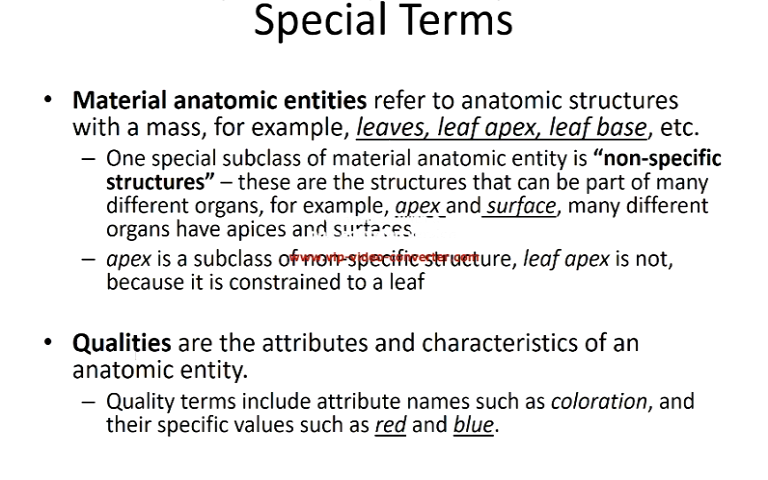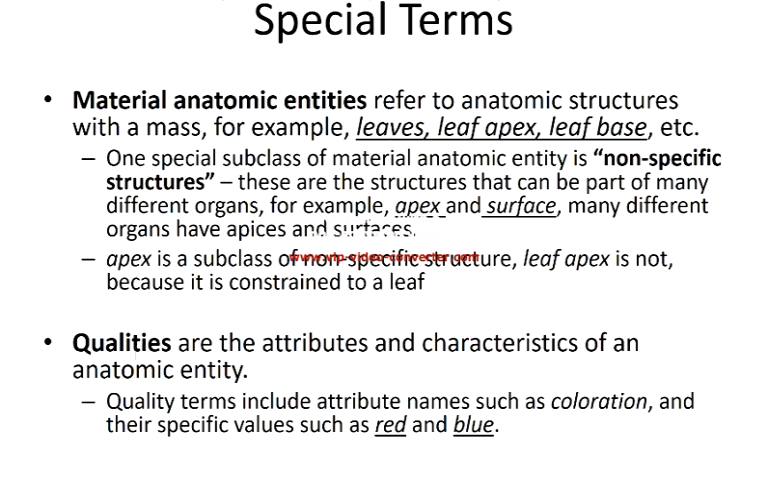There are 3 special terms you may encounter in the experiment. Material anatomic entities refer to anatomic structures with a mass. For example, leaves, leaf apex, leaf base, etc. One special subclass of material anatomic entity is non-specific structures. These are the structures that can be part of many different organs. For example, apex and surface. Many different organs have apices and surfaces.